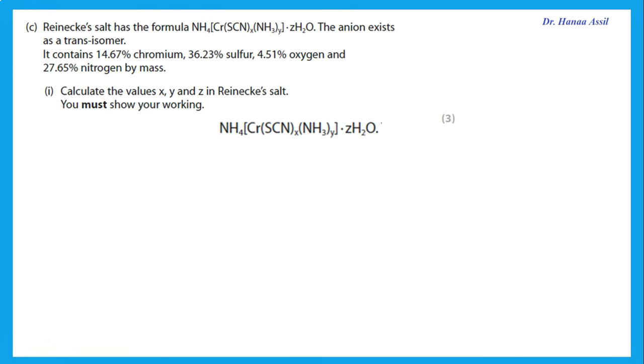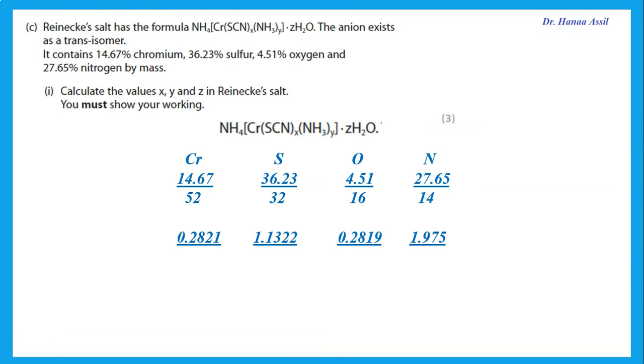Okay, Reinecke's salt has this formula. The anion exists as a trans isomer. It contains these percentages, and we're required to calculate what is X, Y, and Z. So this is what we have. This is basically calculation of empirical formula. So we have the percentages. We divide by the mass numbers of each one. The numbers that come out, we divide by the smallest. So this is the basic ratios between them. And we need to use this to get what is X, what is Y, and what is Z.